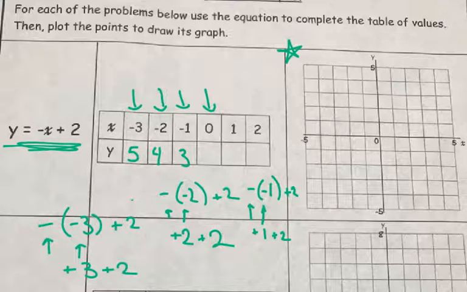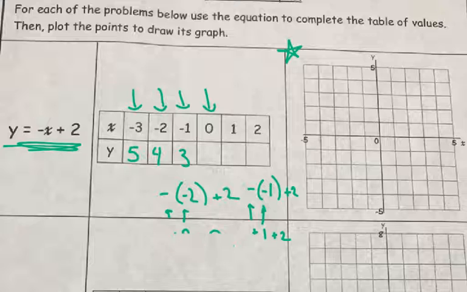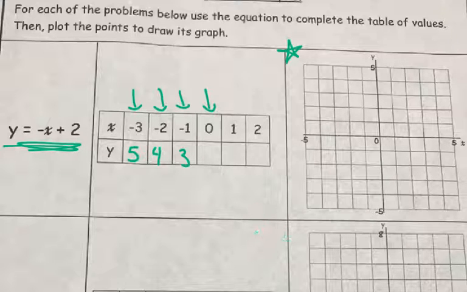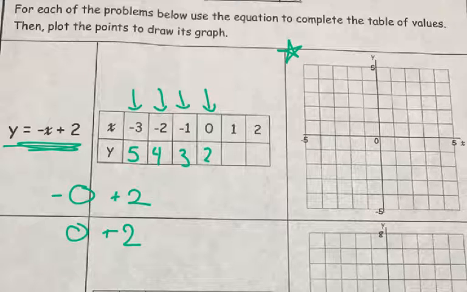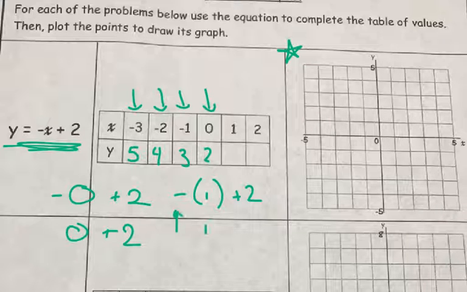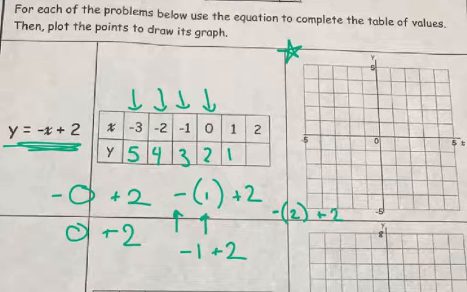Let me give myself some more workspace. There we go. All right, 0, negative 0. You can't really have negative 0. There's no such thing. It's just 0. Plus 2 is 2. Negative 1 plus 2. That's the opposite of positive 1, which is negative 1, plus 2 is positive 1. Negative 2 plus 2. The opposite of 2 is negative 2, plus 2 is 0.